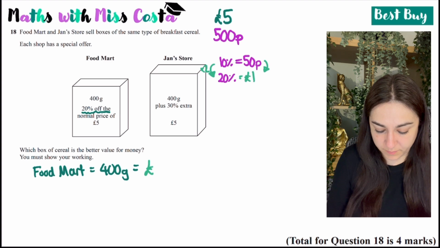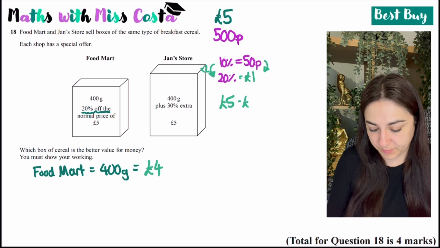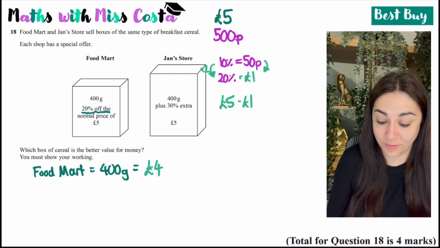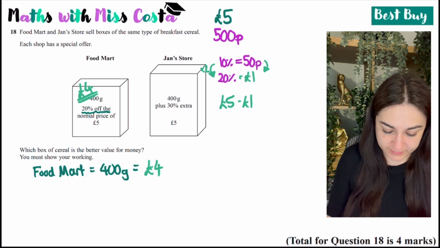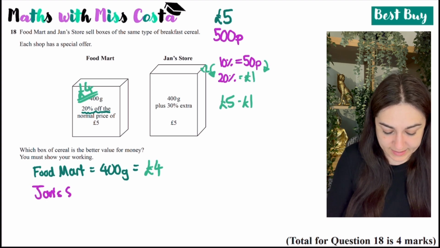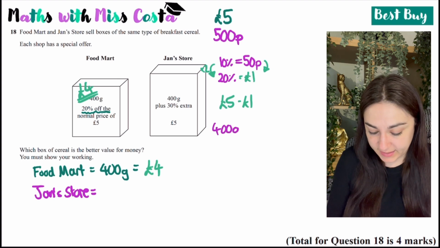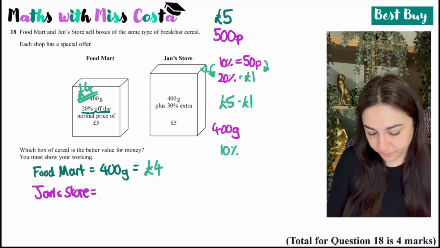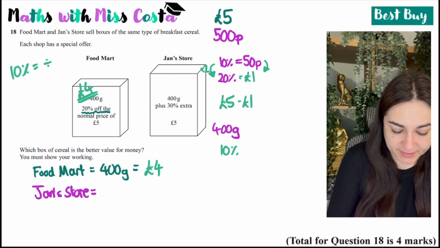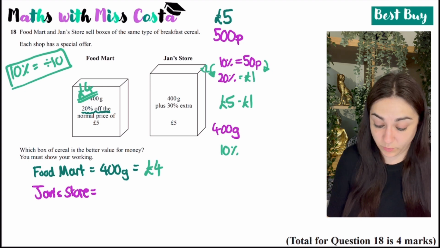Therefore, I know that 400 grams at Food Mart is going to cost £4, because £5 take away £1 is £4. So here, this box costs £4. Now, at Jan's store, I'm told that 400 grams plus 30% extra costs £5. So I've got 400 grams and I know I've got 30% extra. So once again, let's work out 10%, and the cheat mode to find 10%, you just divide by 10. This is a little trick that you want to remember.